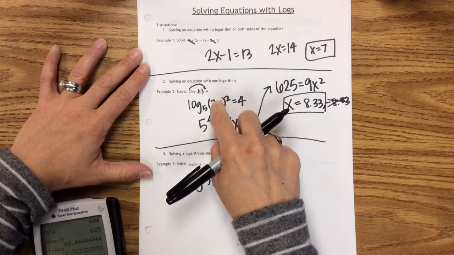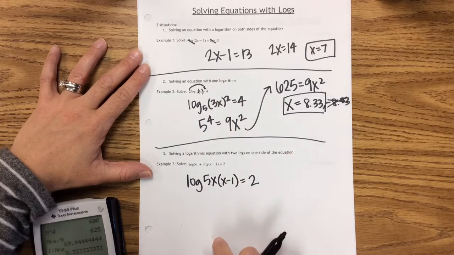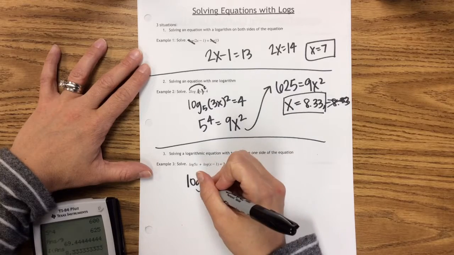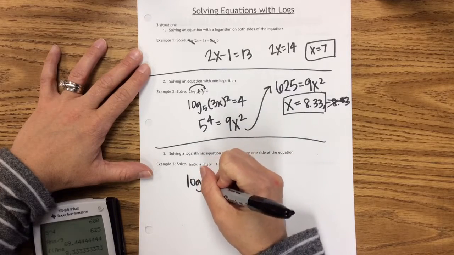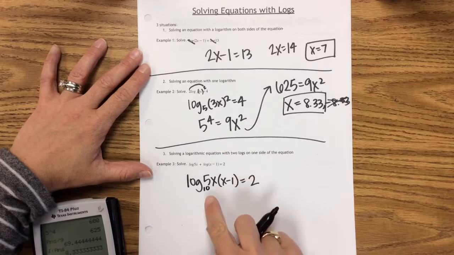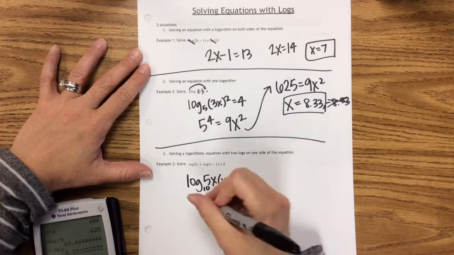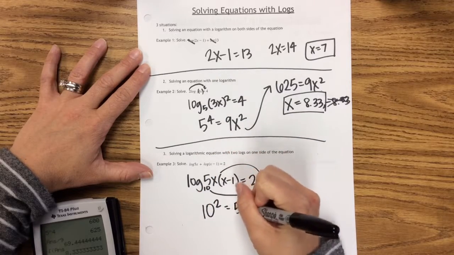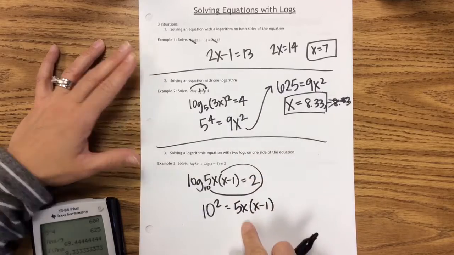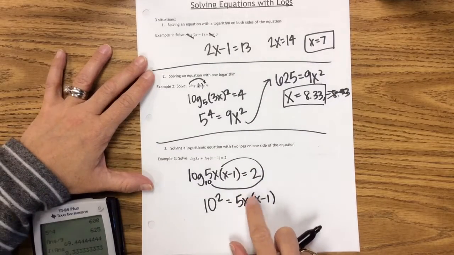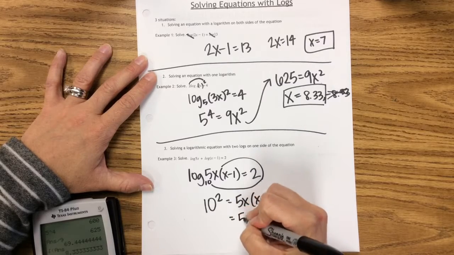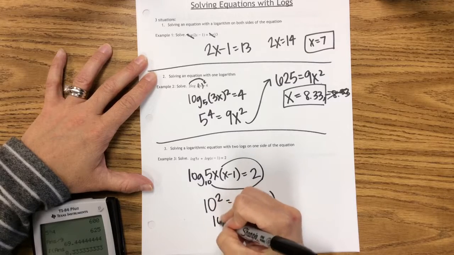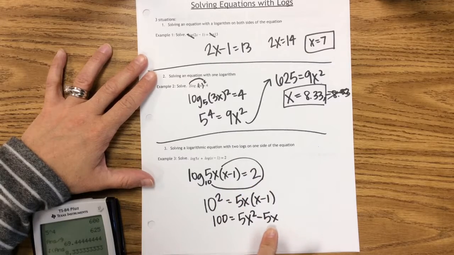Now I can go into this procedure where I switch from log form to exponential form. There is no base, so I'm going to put in my invisible 10 that was there. Now it's a visible 10. 10 to the 2 equals all that. And now I'm going to solve it. I'm going to solve by first distributing my 5x, so it'd be 5x squared minus 5x. 10 squared is 100. And I now ended up with a quadratic equation.